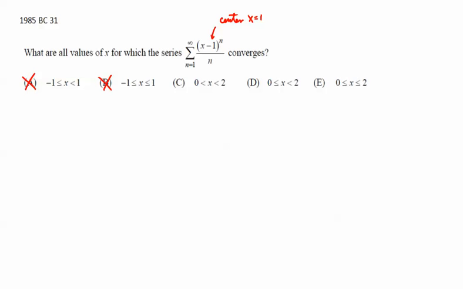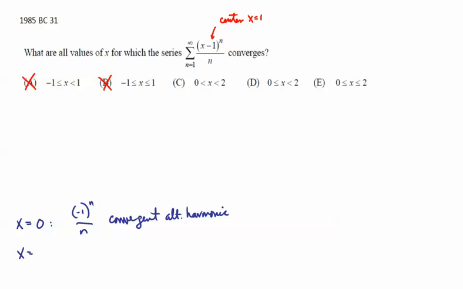and really the only question is what happens at the endpoints. So if we were to take a look at the endpoints first, x equals negative 1. Sorry, it's x equals 0. At x equals 0, what happens there? Well, 0 minus 1 is negative 1. We're going to get negative 1 to the n over n, and we know that is the convergent alternating harmonic.